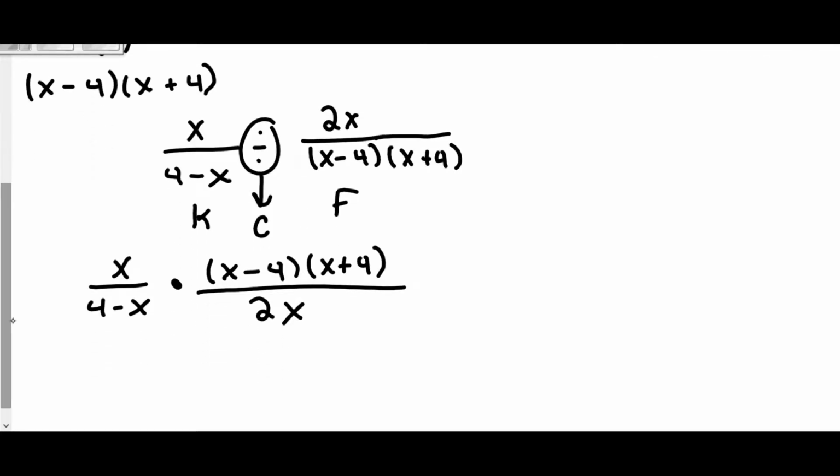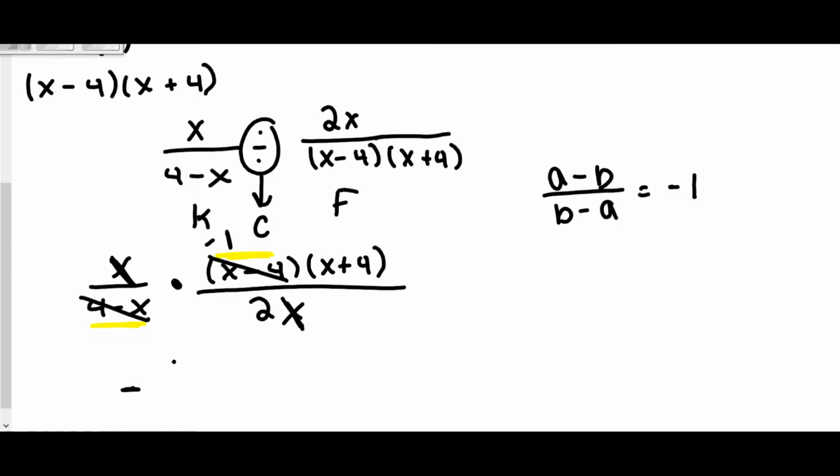So after we perform our keep, change, flip, we are ready to start crossing out any common terms. Right now, I see I have an x on the bottom and an x on the top, so I'm going to cross those out. And I see again that I have this 4 minus x, x minus 1, and we learned that that special property, a minus b over b minus a, gives us a factor of negative 1, so we can cross these two out and be left with a negative 1. And that's all the simplifying I can do, so I am left with x plus 4 over 2, with my little negative sign in the front.